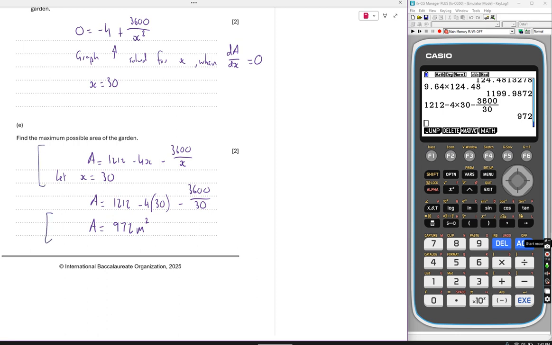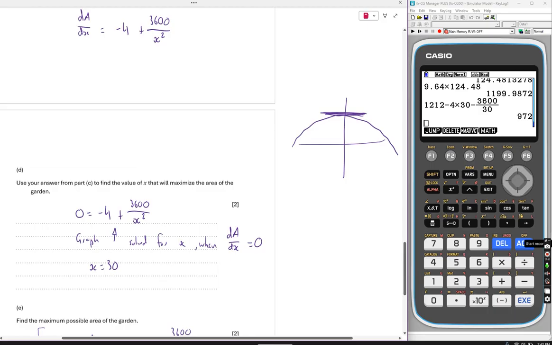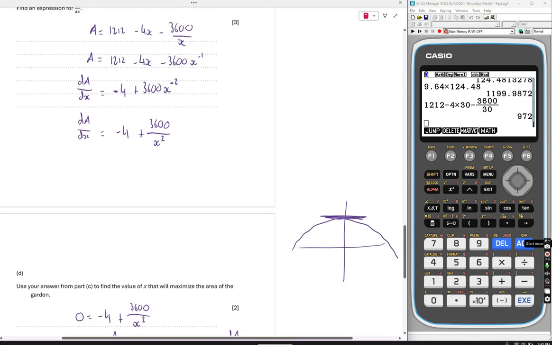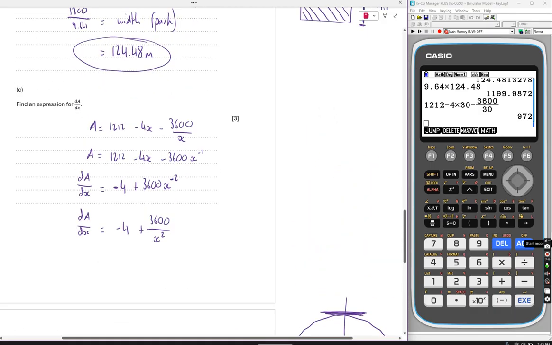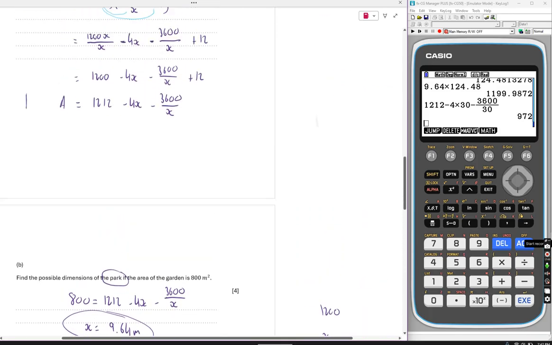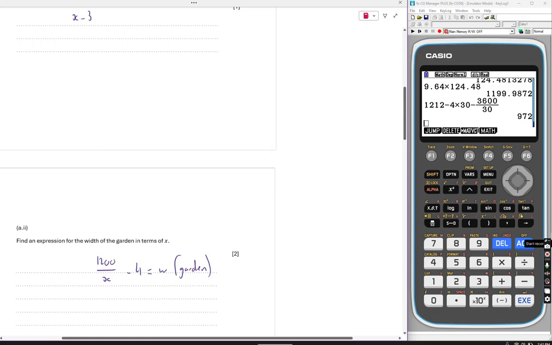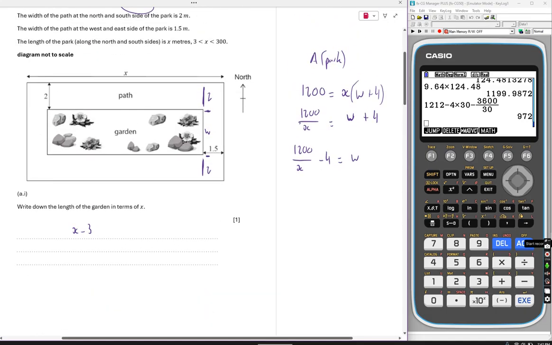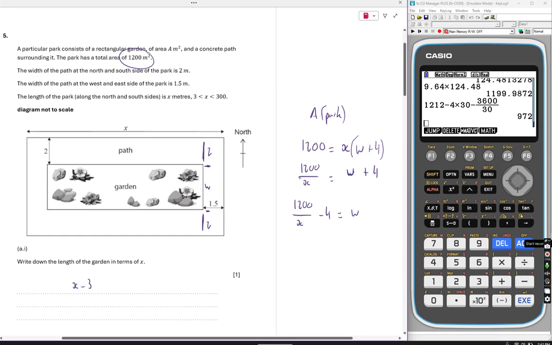This question, in general, you are going to need to find stationary points at some point, usually. You need to be careful with the question. Is it asking for the area of the garden? Is it asking for the area of the park or of the path? Those specifics were probably the hardest part of this question.